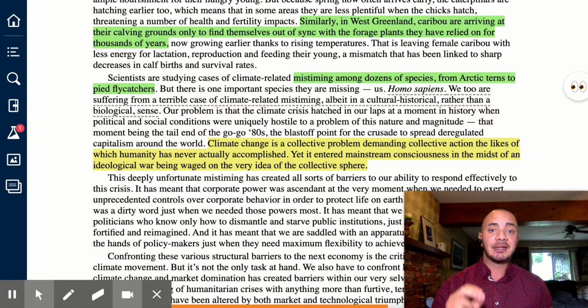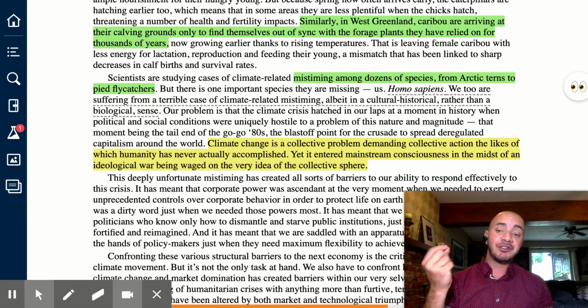Our problem is that the climate crisis hatched in our laps at a moment in history when the political and social conditions were uniquely hostile to a problem of this nature and magnitude. That moment being the tail end of the go-go '80s and the blast-off point for the crusade to spread deregulated capitalism around the world. Climate change is a collective problem demanding collective action, the likes of which humanity has never actually accomplished. Yet it entered mainstream consciousness in the midst of an ideological war being waged on the very idea of the collective sphere."